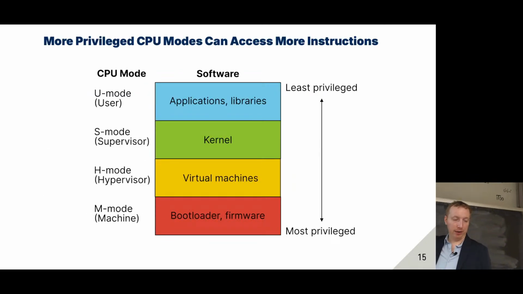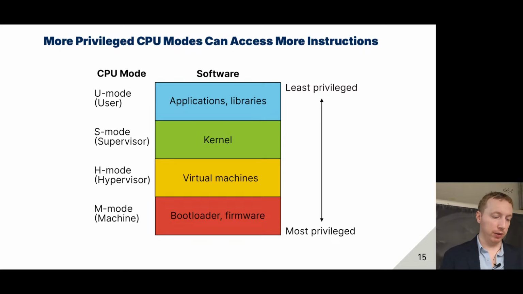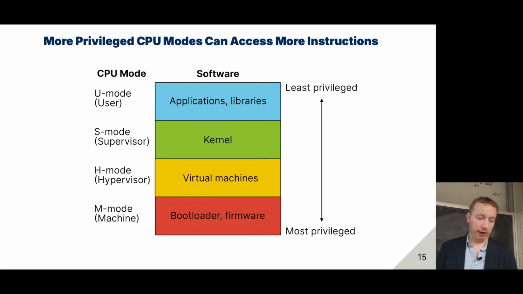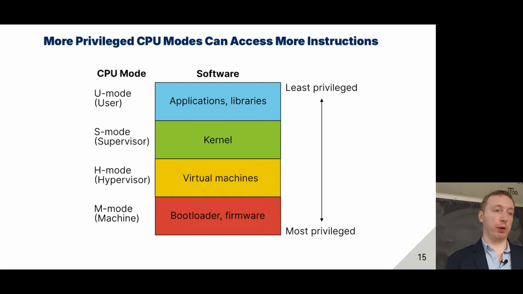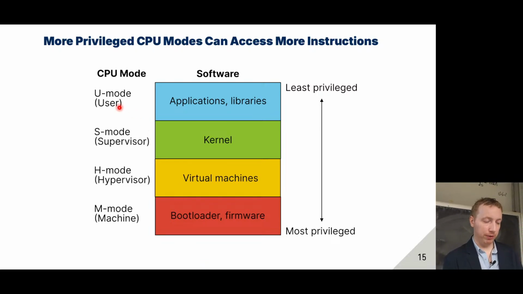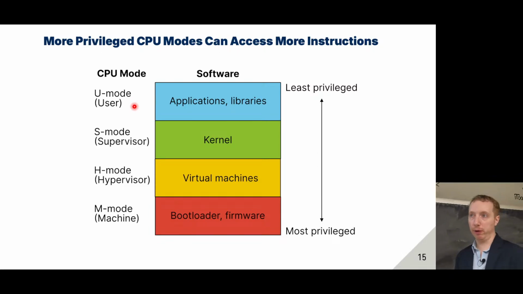So again, here it is graphically. There might be more CPU modes on your processor. For ARM or for RISC-V, they defined 4 different modes. Least privilege is this user mode up here. That's where your applications and libraries run. That's where most of the code you've written thus far in your life actually runs. And it is the least privilege. It has no access to hardware or anything like that.